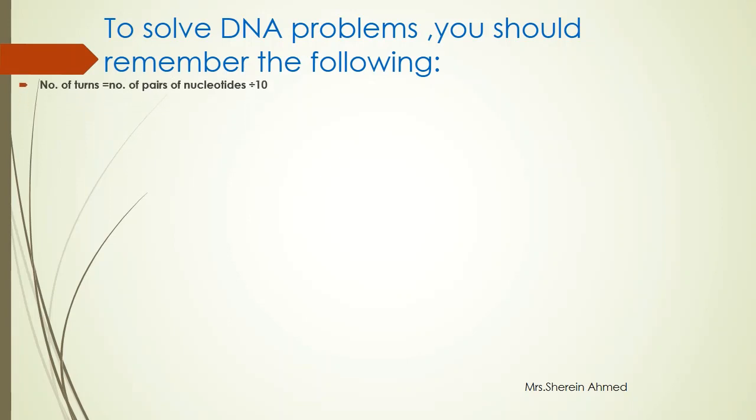The first type of problems is asking about the number of turns in the DNA double helix. And we have mentioned before, one turn contains 10 pairs of nucleotides. So the number of turns equals the number of pairs of nucleotides divided by 10. When he mentions the number of nucleotides as single nucleotides, not in pairs, we should divide by 2 to find the number in pairs, then divide by 10, or directly divide by 20 if you like.